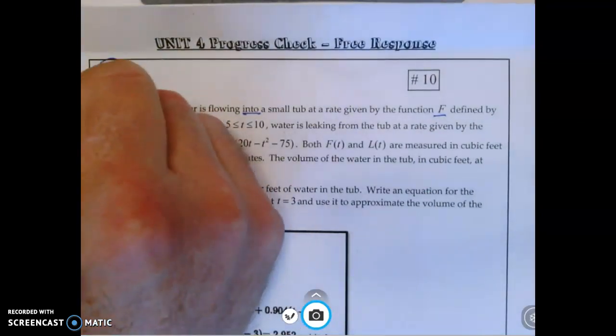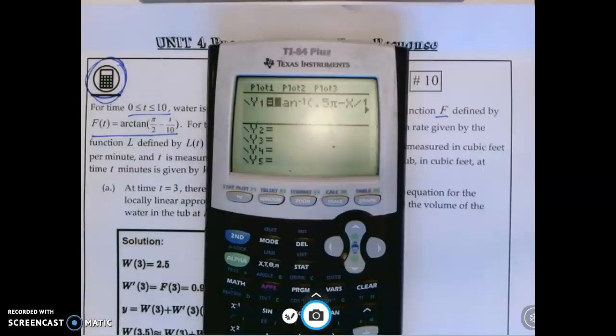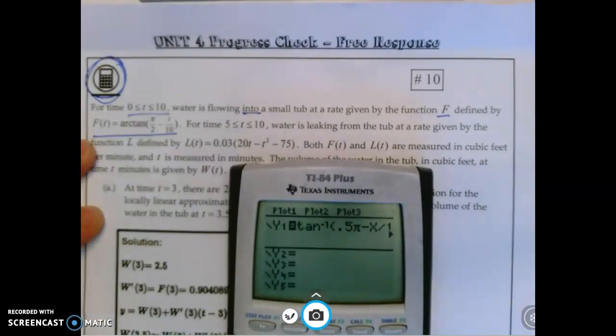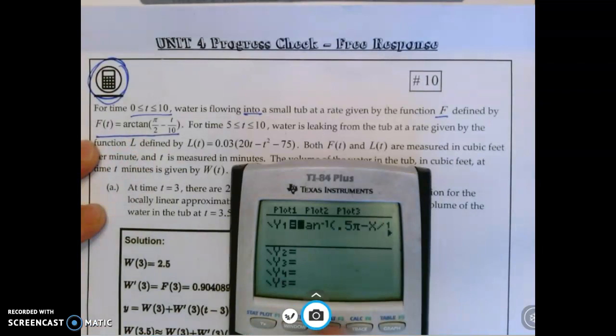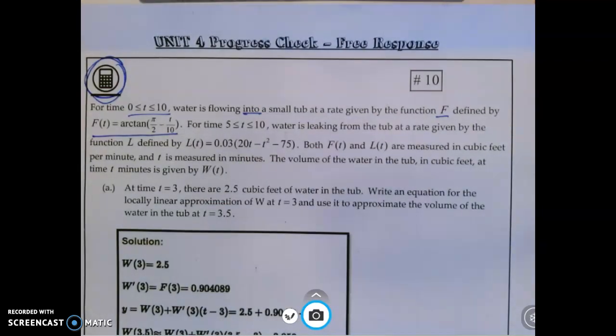Now this is a calculator problem, so the first thing we want to do is to put that into our calculator under y equals. Arctan is tan inverse, and I want to do this as simply as I can. So when this is pi halves, I prefer to avoid fractions, so I have 0.5 pi minus x over 10. So there's our calculator problem.